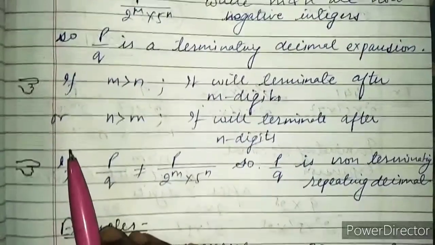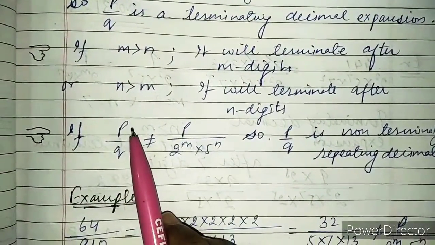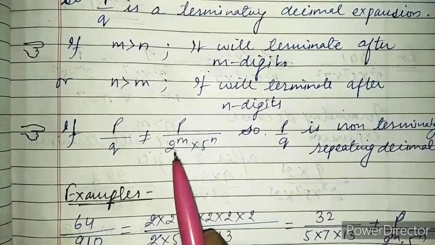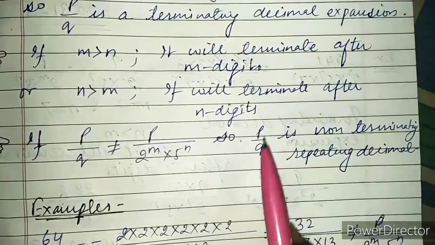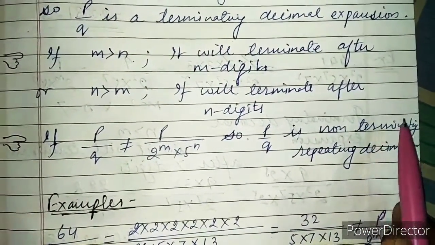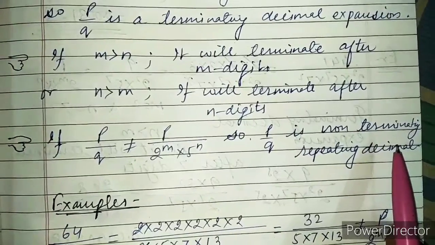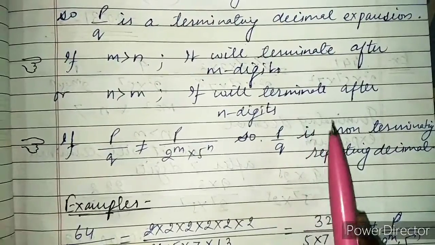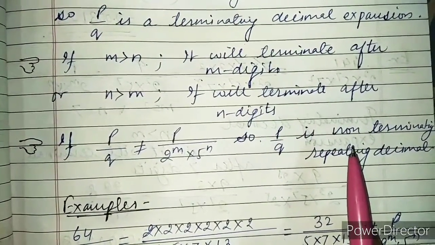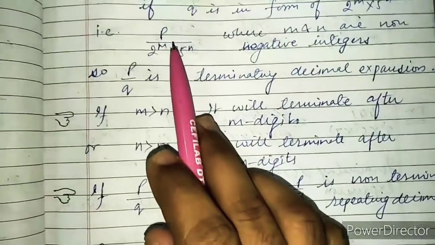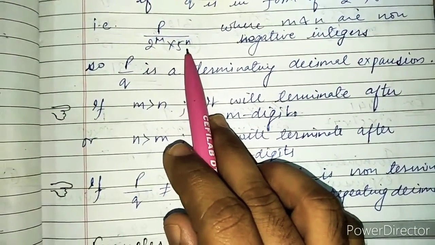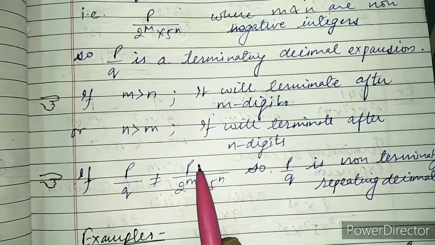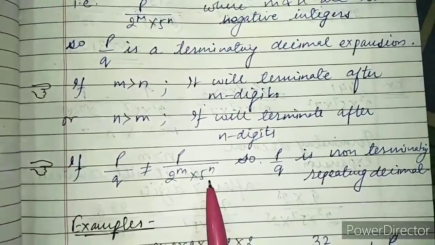Now see here, if the rational number p upon q cannot be written in the form of p upon 2 to the power m into 5 to the power n, then p upon q is non-terminating and it will be a repeating decimal expansion. We all know that a rational number is either terminating or non-terminating repeating. So for the case of terminating, the rational number can be written in the form of p upon 2 to the power m into 5 to the power n, and for non-terminating, the rational number cannot be equal to p upon 2 to the power m into 5 to the power n, right?